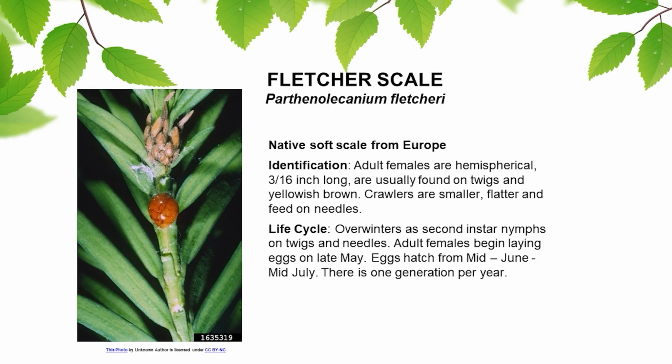Fletcher scale overwinter as second instar nymphs on the twigs and needles of the host plant. Adult females begin laying eggs in late May. They can lay from 500 to 600 eggs. The eggs hatch into crawlers from mid-June through mid-July. They migrate to a twig or branch where they feed. There is 1 generation of Fletcher scale per year.